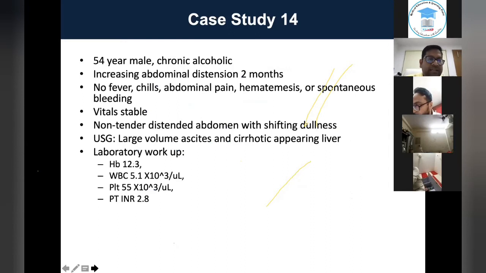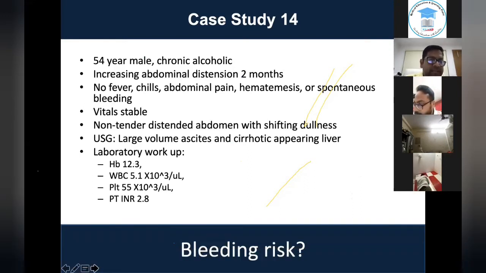Coming to the last case, a 54-year-old male, chronic alcoholic, with increasing abdominal distension for 2 months, no fever, chills, abdominal pain, hematemesis or spontaneous bleeding, vitals are stable, laboratory workup shows a PT-INR of 2.8. Does the patient have a bleeding risk? Can the patient undergo liver biopsy?